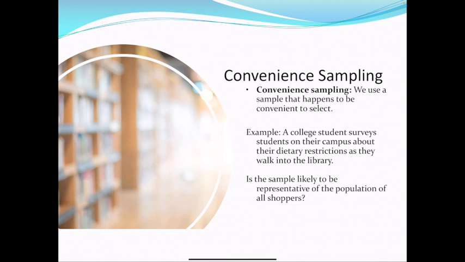Is this sample likely to be representative of the population of, this should say students, right? Well, I mean, it could be, but we don't know. Maybe all the students who have dietary restrictions are the ones who go eat in the library and aren't in the cafeteria. So we'd have to really think about that. So convenient sampling can be good, but it can be really kind of biased or skewed.